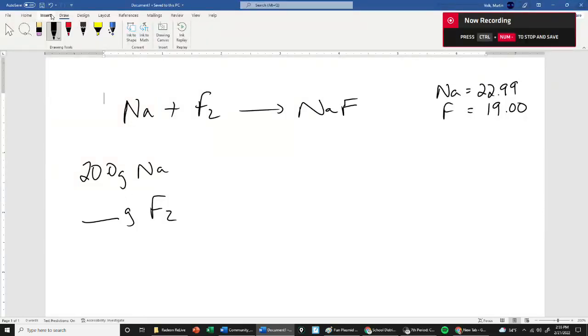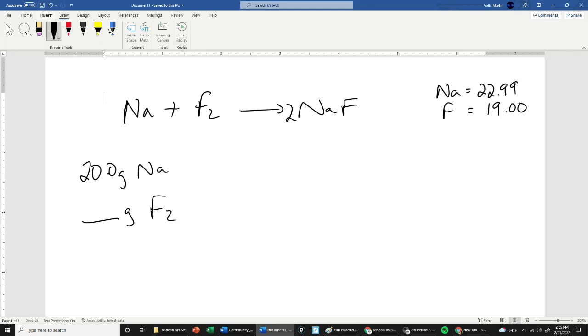All right, let's work through a simple stoichiometry problem. Our equation that we have here is Na plus F2 yields NaF. We should balance that first. So there's 2 fluorines over here. We'll put a 2 here. That gives you 2 sodiums on the right. We'll put 2 on the left, and it's now balanced.